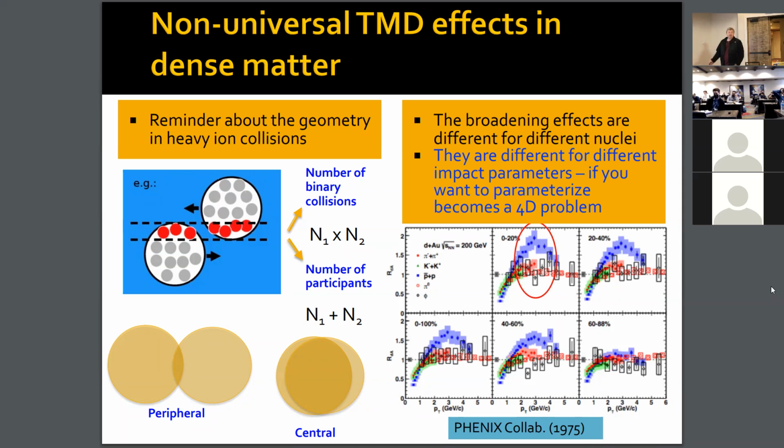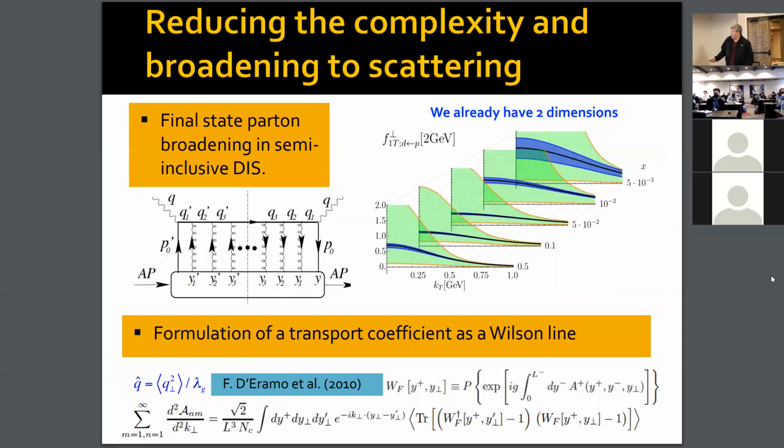So in this sense, it's quite process dependent. And so what can we do? We can perhaps start with a TMD, which has an x and kT dependence, and now make it four dimensional. We have an extra dimension for the nucleus, and an extra dimension for the centrality, and that would become super complicated. So that's perhaps not the most economical way.